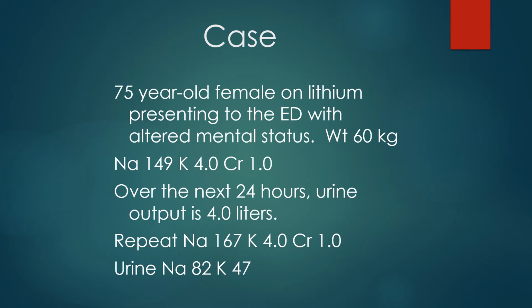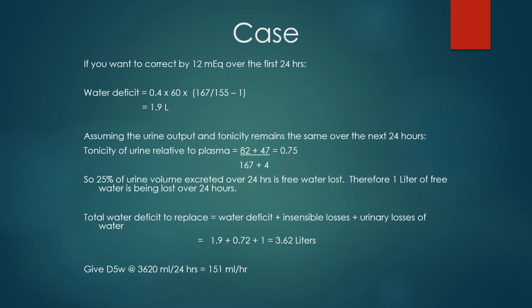Here's an example of an elderly female with DI from lithium. Her initial sodium level is 149, but rises to 167 over the next 24 hours. Her urine lytes are as shown. If you want to correct her sodium level by 12 milliequivalents over the first 24 hours, you would calculate the water deficit, which is 0.4 times her weight, which is 60, times her current sodium divided by desired sodium minus 1, which equals 1.9 liters.